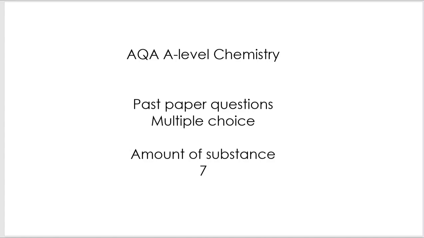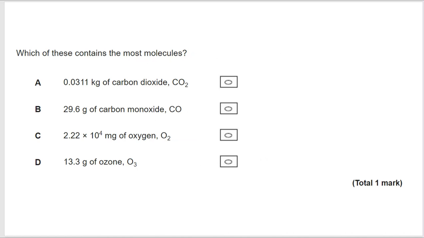This is a series of multiple choice questions on the AQA A-level chemistry topic, amount of substance. This is set 7. There are 5 questions within here, and I'm going to recommend that you pause on each question, try and come up with the answer for yourself and see how you do. So let's get started with the first one.